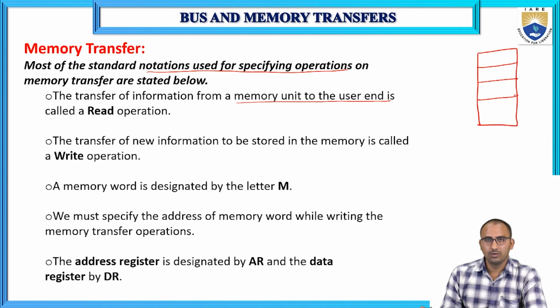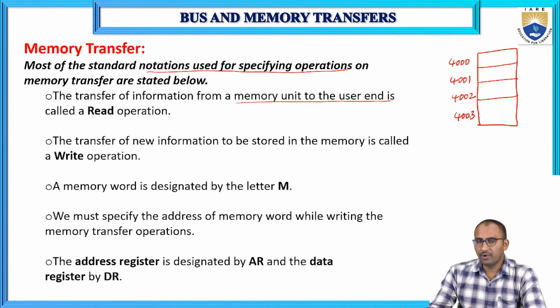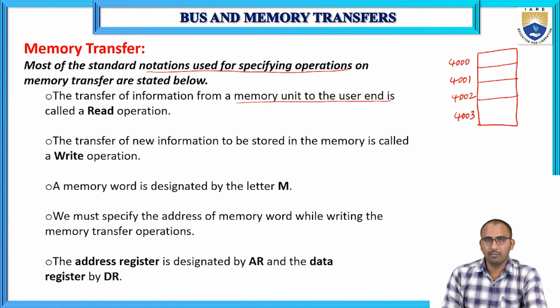So this is a memory. Memory contains multiple memory locations, and every memory location is identified with a memory address. Suppose it has 4000, 4001, 4002, 4003. So every memory location has a unique address. Using that unique address, we identify the memory location, and we can perform a memory read or memory write operation.